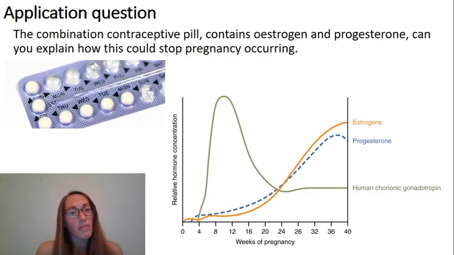Here's a little application question for you, so you might want to do a bit of further reading on this. You might want to pause the video and read up and see what you can find. The combination contraceptive pill contains estrogen and also progesterone. So I'd like you to think about, can you explain how this could stop pregnancy from occurring? Maybe do a bit of research and think about what the answer could be. You could drop your teacher a message and see if you're correct.